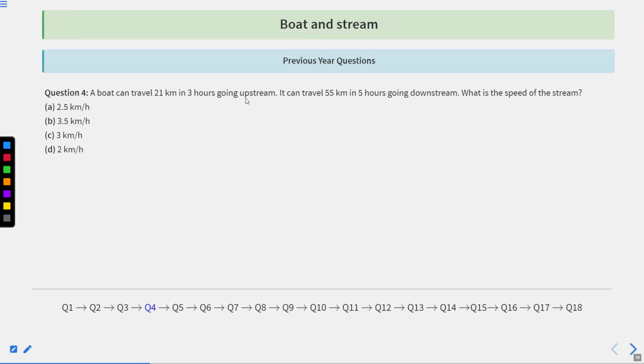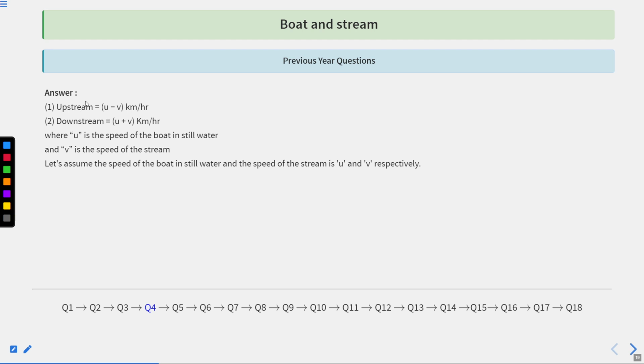Now, moving on to problem number 4. A boat can travel 21 km in 3 hours going upstream. It can travel 55 km in 5 hours going downstream. What is the speed of the stream?